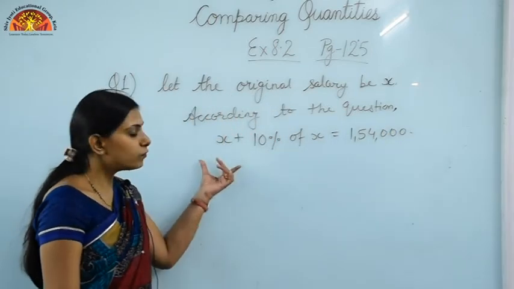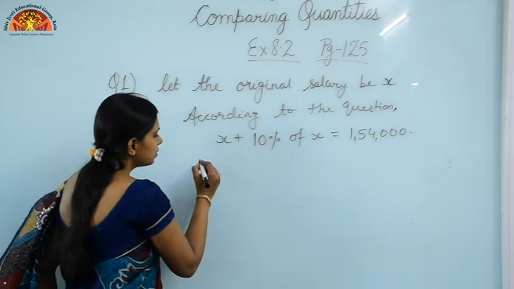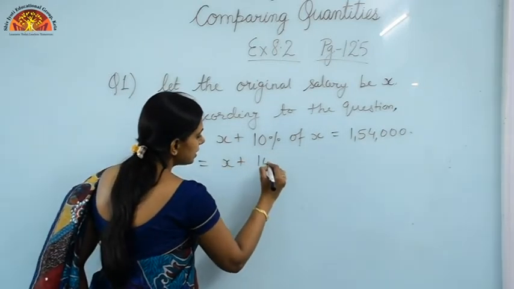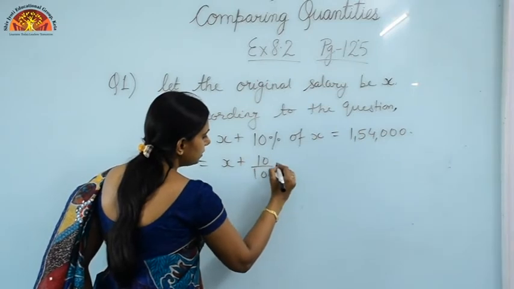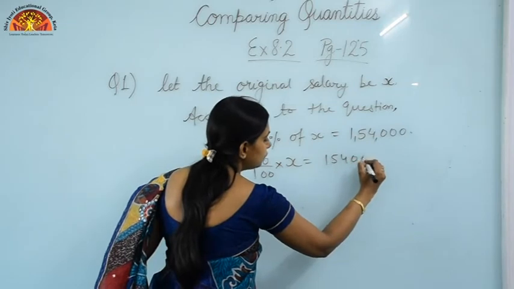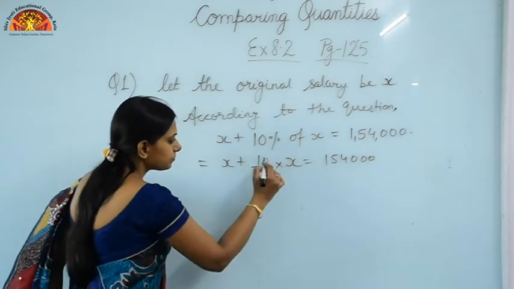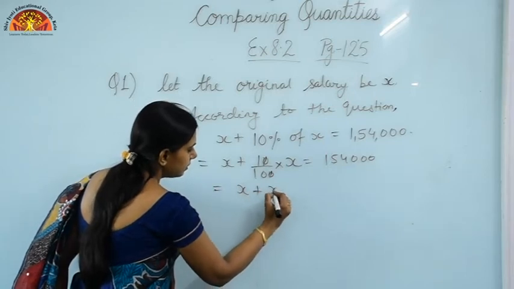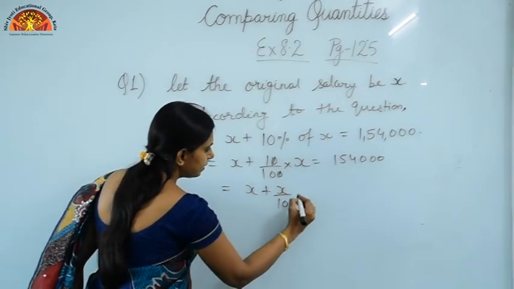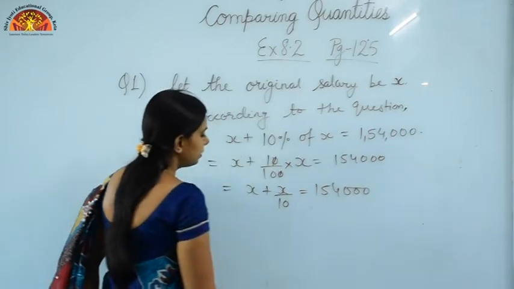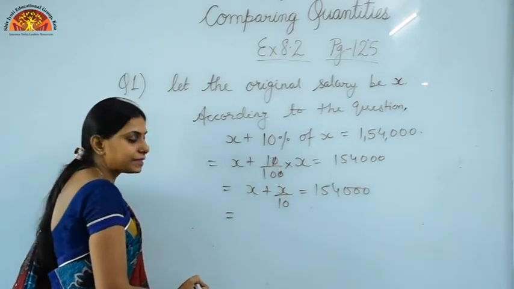Now we can just find out the value of x. So you can write x plus 10% of x, that is 10 upon 100 into x, is equal to 1,54,000. Got it? Now x plus 1 into x is x upon 10, which is equal to 1,54,000.